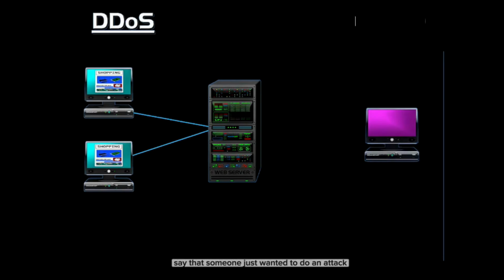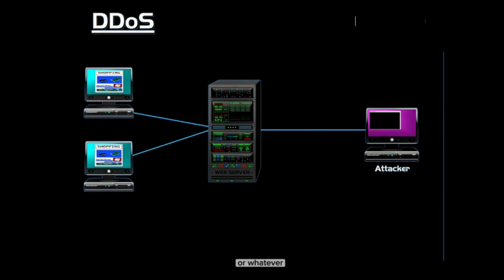Now let's just say that someone wanted to do an attack on this company's web server, for whatever reason. For example, maybe they don't like the company, or they don't like the owners of the company, or whatever. So the attacker is going to use their computer and their program to attack this server and flood it with fraudulent data traffic to try and disrupt its service.